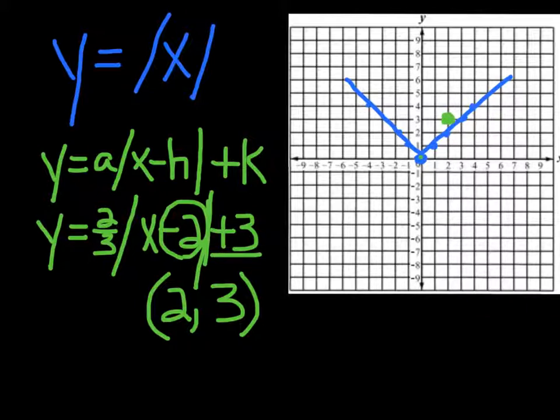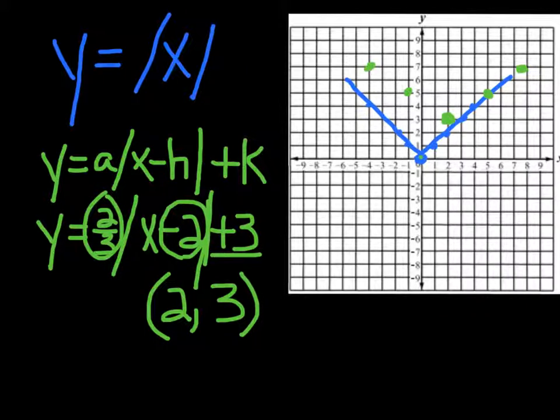Now we're looking at this 2/3, which is a, and that's our slope. It's positive, so we know it's going up. So from our vertex, we're going to go up 2 and over 3. Now also, when we do that, we have to do it to the other side. So we're going to go up 2 and back 3.